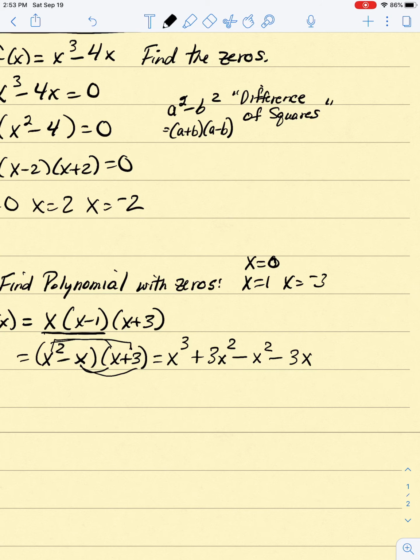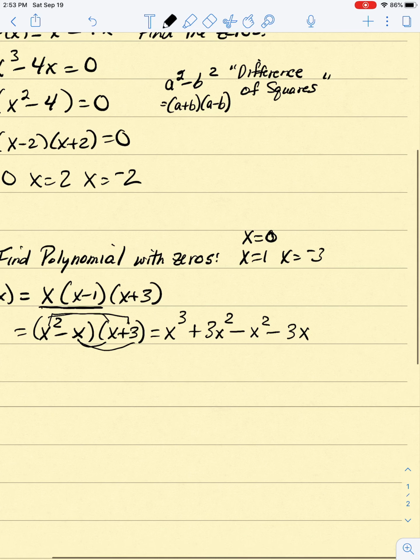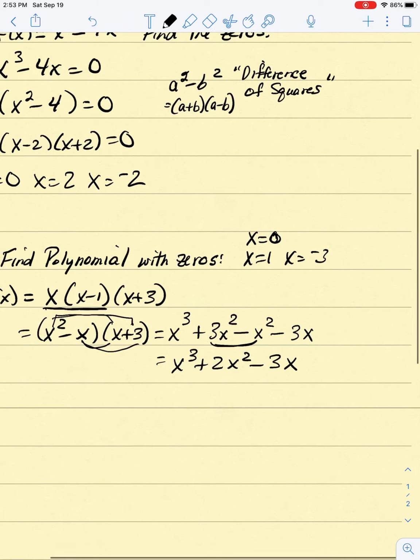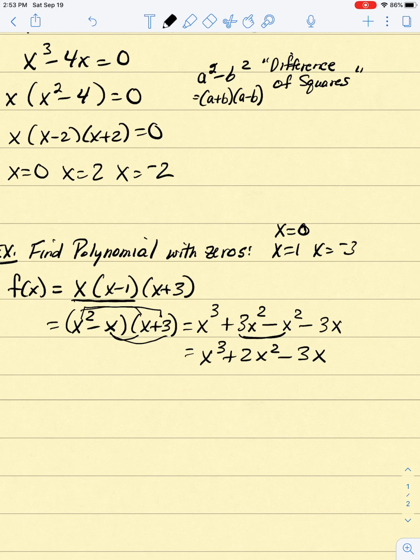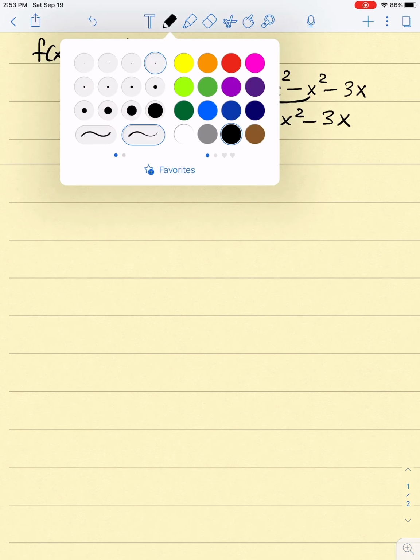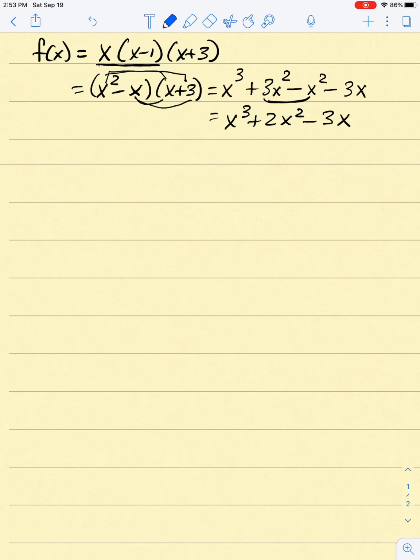Okay, and looking to simplify here in the center, we've got x to the third, like terms here, so a plus 2x squared and a minus 3x. Okay. So that would be the reverse question if we'd happen to run into that. All right, so continuing, the next topic in this particular section has to do with what's called multiplicity.